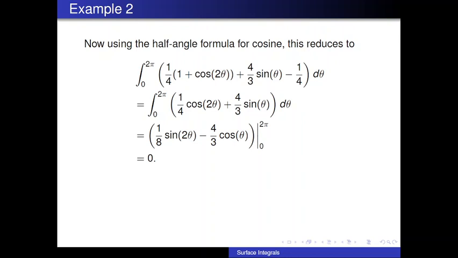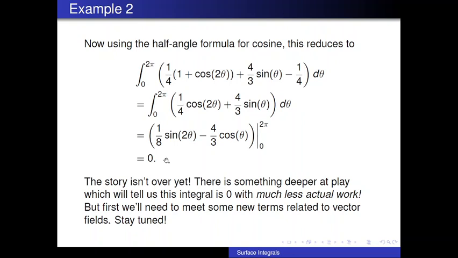And what happens? Well, sine of 4 pi is 0, minus 4/3 cosine of 2 pi, which is just minus 4/3. Then we will subtract 1/8 sine of 0, that's 0, minus 4/3 cosine of 0, which is also minus 4/3 again. So then we'll have minus 4/3 minus minus 4/3, which becomes 0. So this surface integral in total is 0.